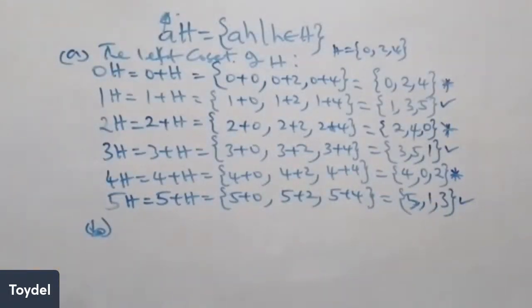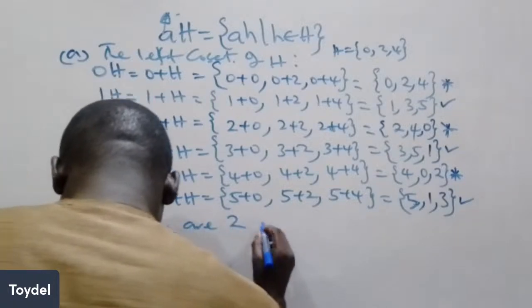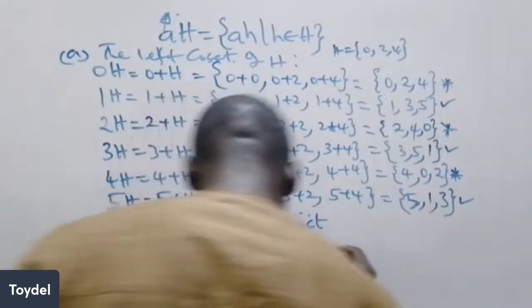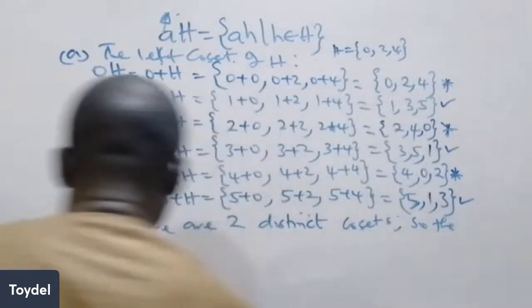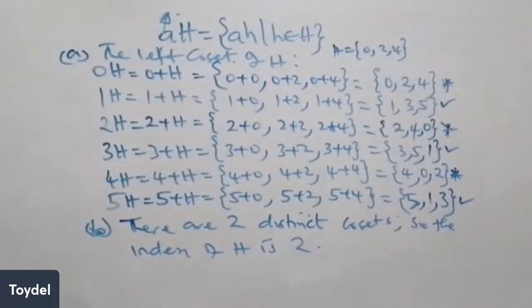B. The second question now. Write down the index of H. So there are just 2 distinct cosets. So the index of H is 2. So that's how to answer that second question. If you look at it, there are just 2 distinct cosets, as we have it, to be 0, 2, 4 or 1, 3, 5. Those are the 2 that we have there. Please check it very well.